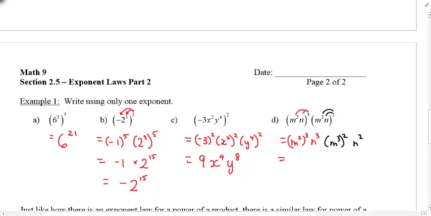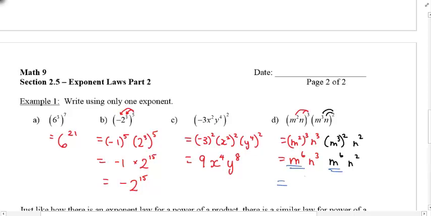Simplify. M squared cubed. Once again, this is now a power of a power. So that's m to the 6, n cubed. This one also here is m to the 6, n squared. Now we can leave it like this, but I'd like you to simplify by writing it as one single power if possible. So notice here we've got m power 6, m power 6. We can combine them together.